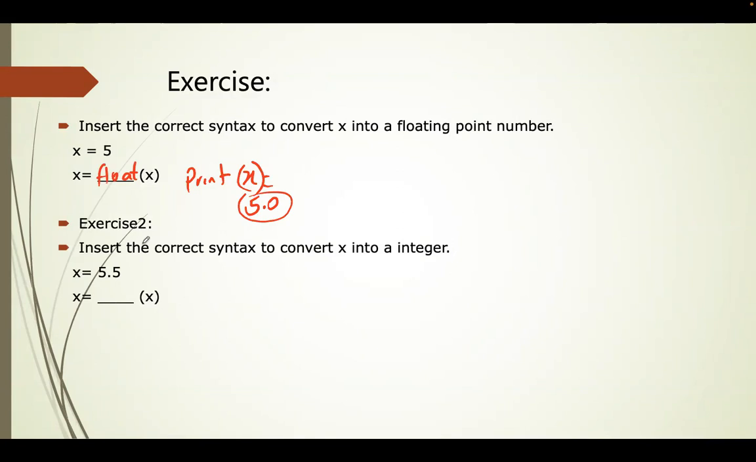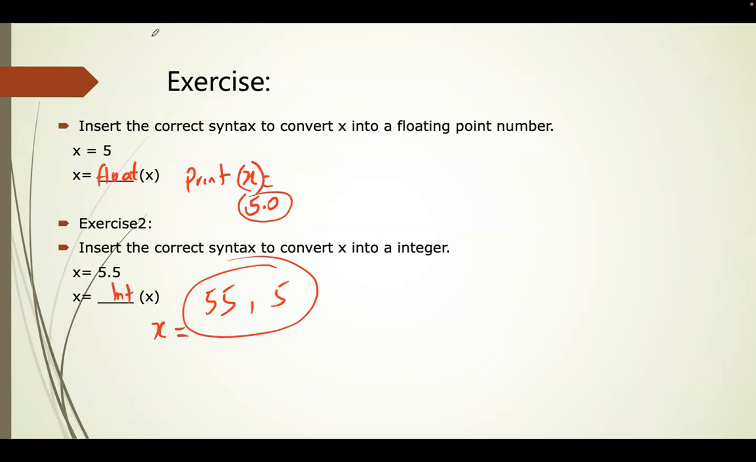Now exercise 2. X is equal to int X. Is that the correct statement to convert X into an integer? X equals int X. Then print X. Is it going to be 5 or 55? Is it going to be 5, 5 or 55? Are you sure?